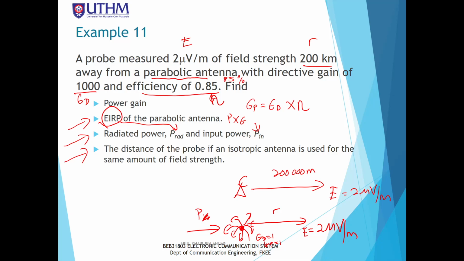Okay, jangkaan saya, my expectation is that the distance would be smaller because the gain is small, so I can achieve the same amount of E field at a shorter distance. Saya punya jangkaan kita akan mencapai E field yang sama tetapi dalam jarak yang dekat kerana gain pada isotropic radiator cuma bersamaan dengan 1. Itu saya punya expectation. So now I want to calculate.